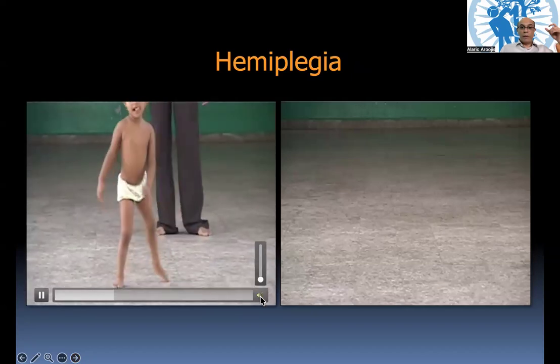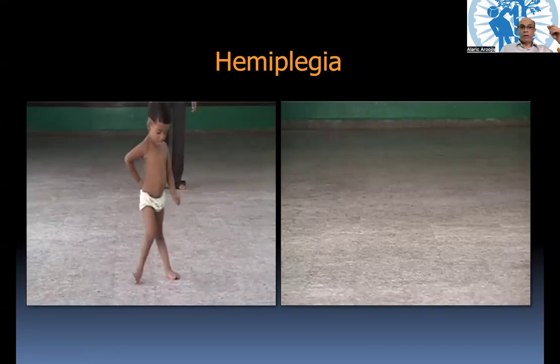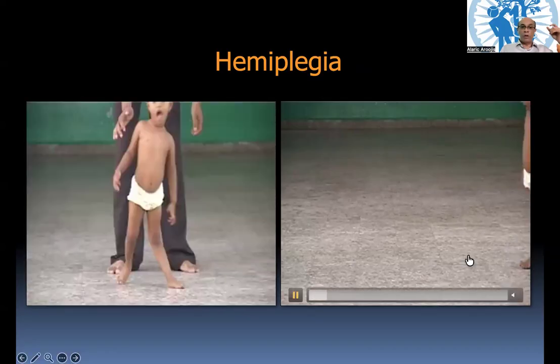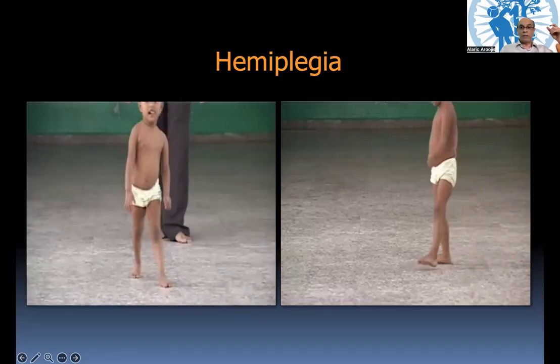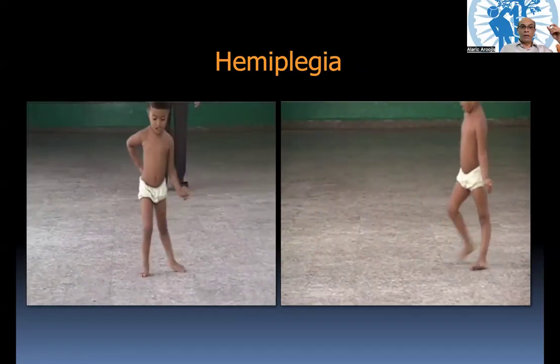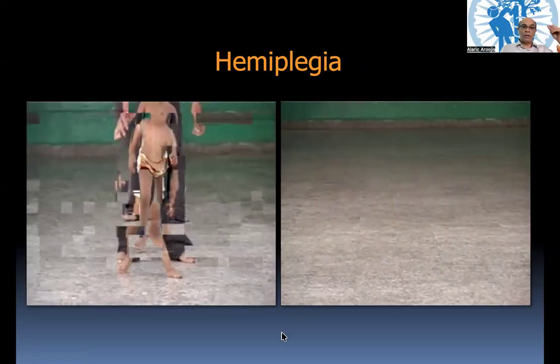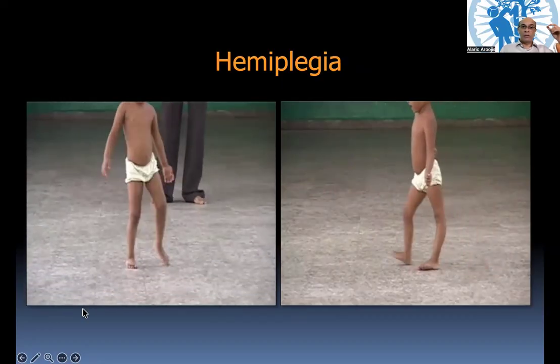So again, I'm not saying that by the gait pattern itself you can come to a diagnosis, but reasonably so, if you see a child who has predominantly one side of the body involved, as in this child, you can see that the left side of the body, the upper limb and the lower limb, are definitely involved. So this is how typically you'll have a gait pattern in a child with hemiplegia.